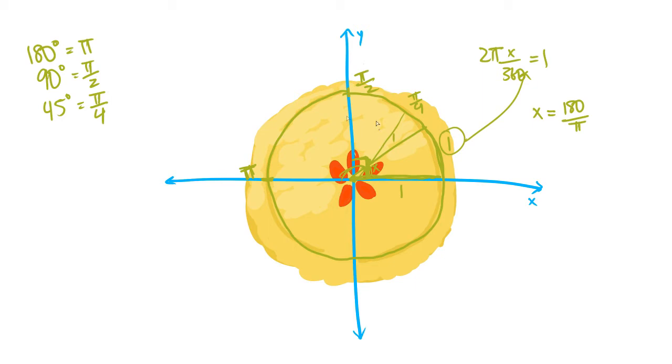Now you can split this up even further. You can say pi over 6, pi over 3, and we're going to be using those a lot. So pi over 3 is 60 degrees, and 30 degrees is pi over 6. And so what would this be? 2 pi over 3. This would be 3 pi over 4. This would be 5 pi over 6.